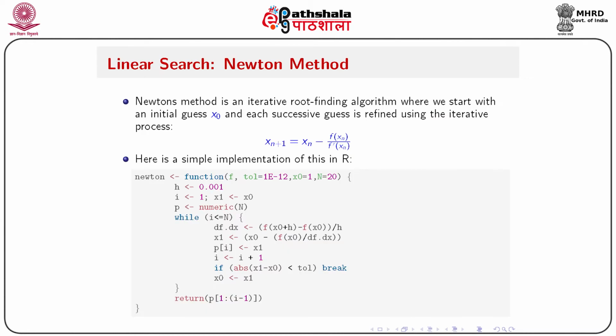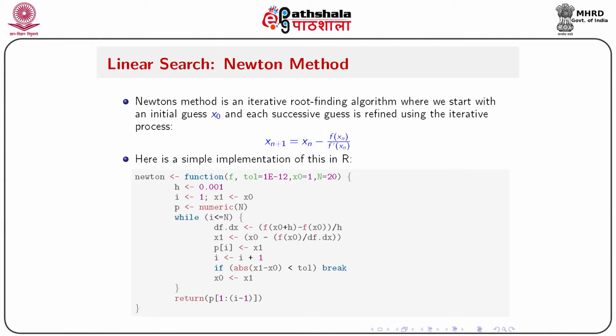As I told you, in this second module of numerical optimization, we'll see how to implement the Newton and quasi-Newton methods in R. Initially I'll start with the implementation of Newton's method in R. Newton's method is an iterative root finding algorithm where we start with an initial guess x0, like the gradient descent method, and each successive guess is defined using the iterative process: x(n+1) equals xn minus f(xn) divided by f prime (xn).